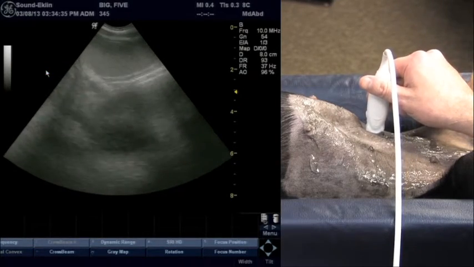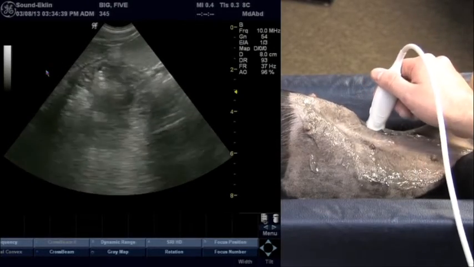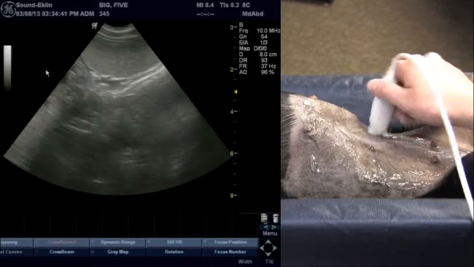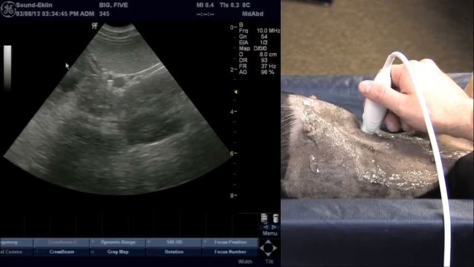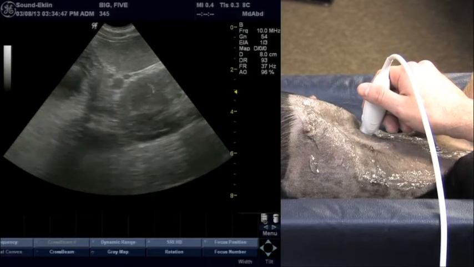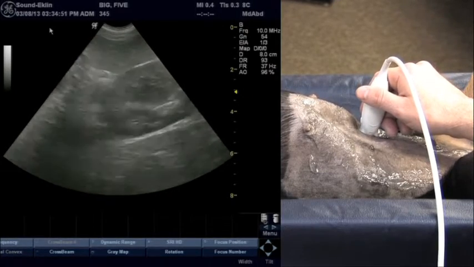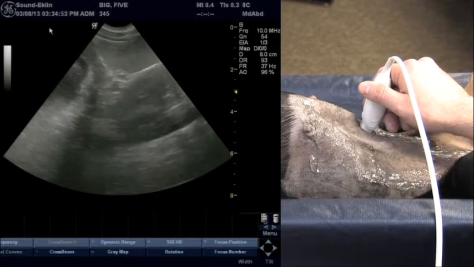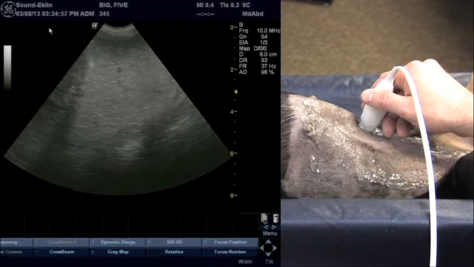Notice that at this point my probe is straight up and down with the patient's body. I no longer have an angle to it, so I'm not fanning cranially, I'm perpendicular to the patient. From here we're at the body of the spleen. And if we look, we've got stomach coming here, we have kidney coming here, we have splenic vein in the center.